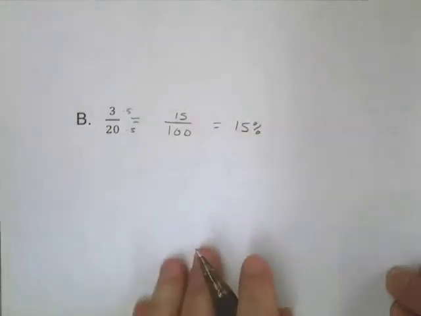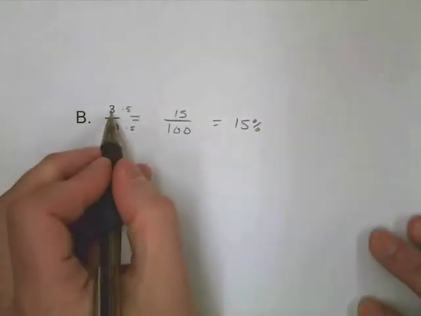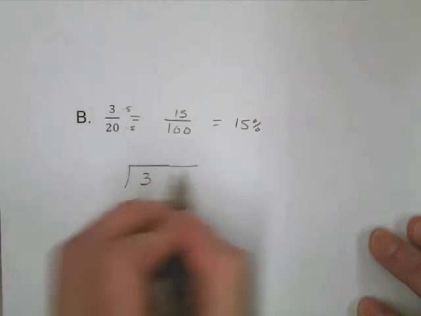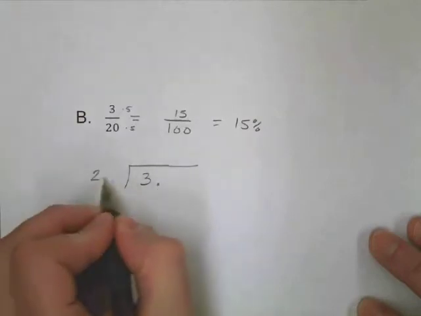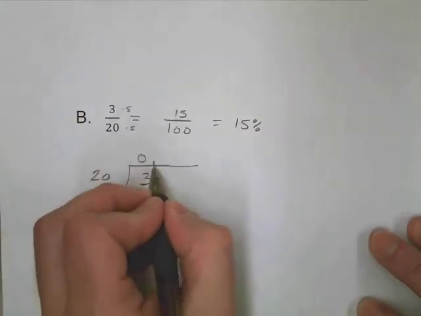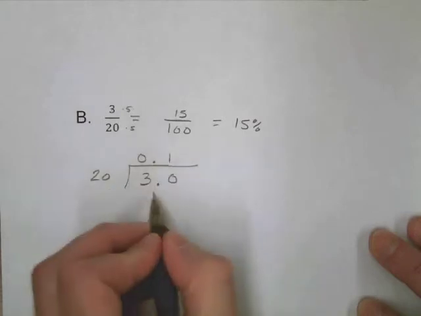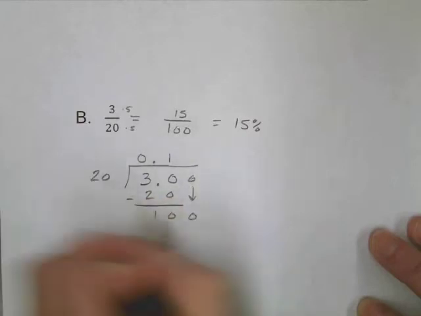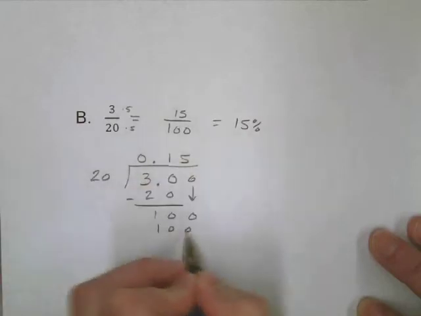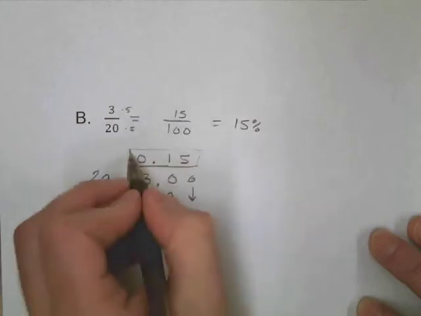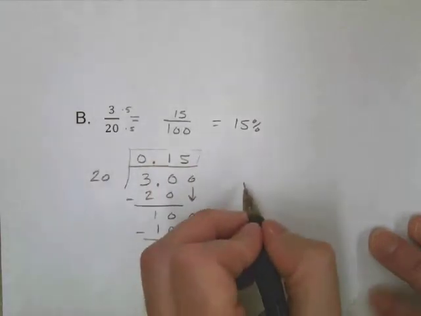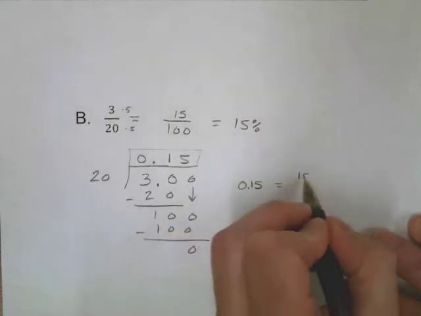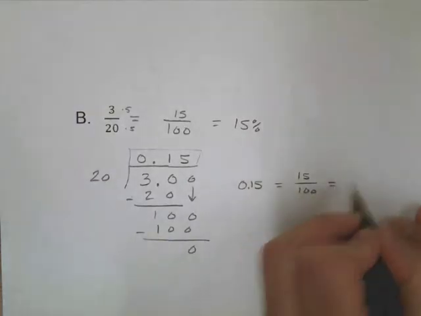But I could also use that division method. I can think of this as 3 divided by 20. And I can come up with a decimal first. So 20 goes into 3 0 times, but 20 goes into 30 1 time. Bring down a 0, and 20 goes into 100 5 times. So I end up with 15 hundredths, and I know that 15 hundredths is equivalent to 15%.